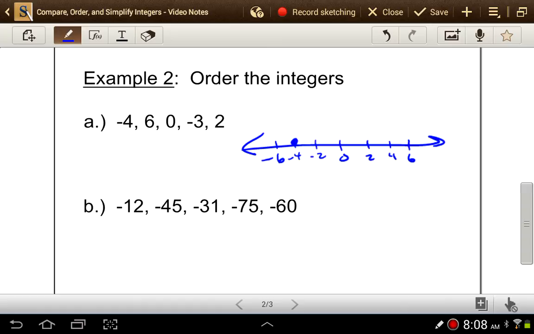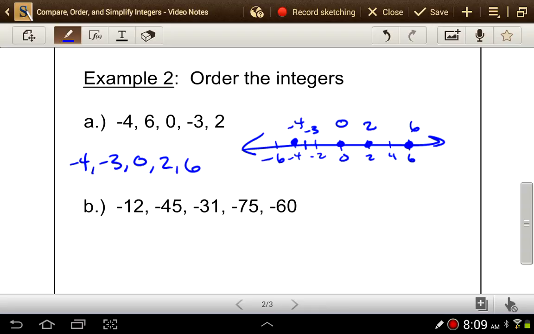Here's negative 4, 6 would be right here, 0 would be right here, negative 3 would be in between negative 2 and negative 4, so there's negative 3, and then 2 would be right here. Now I'm going to order them from least to greatest, so I'm going to start from the left to right on my number line. So that's going to be negative 4, negative 3, 0, 2, and 6. So when you're placing these, it's going to be negatives first, 0 if it's there, then your positives. And remember, the negatives is the opposite. Negative 4 is less than negative 3.